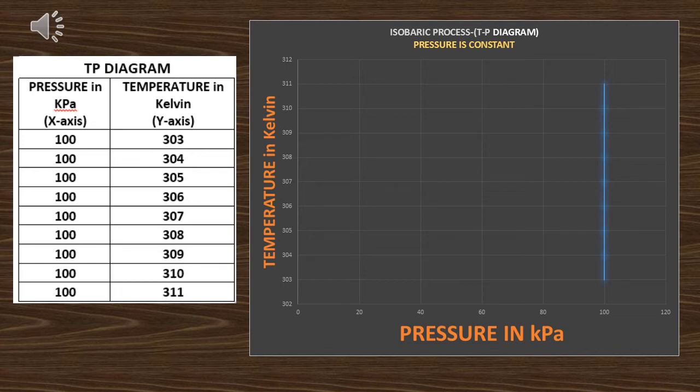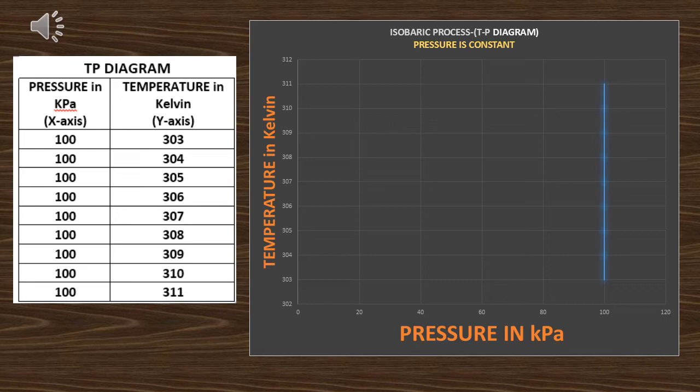Here you are observing the TP diagram in the case of isobaric process. Pressure is taken along x-axis, temperature is taken along y-axis. As we know earlier, the pressure is constant, there is no change in the pressure. The typical value is taken as 100 kilopascal and the temperature is changing. Look at the graph. Since the pressure is constant, exactly at 100 kilopascal, you could see a bluish vertical line. That vertical line is parallel to the y-axis.